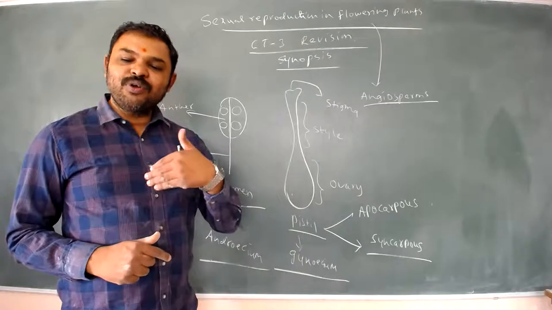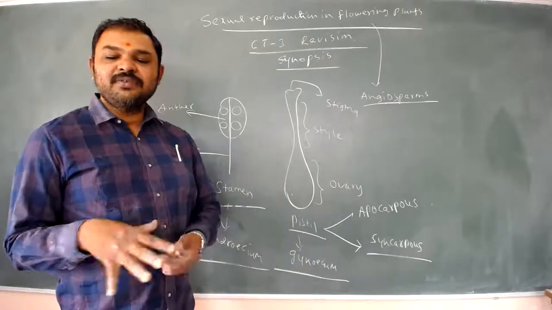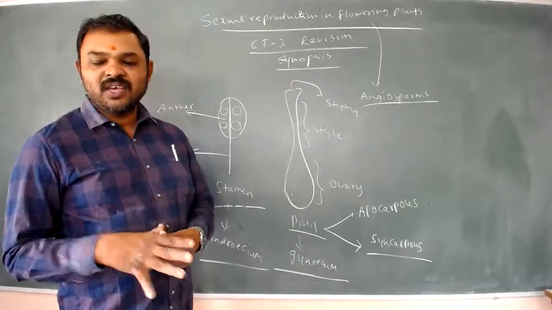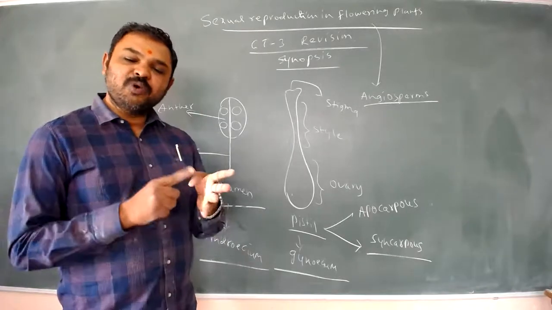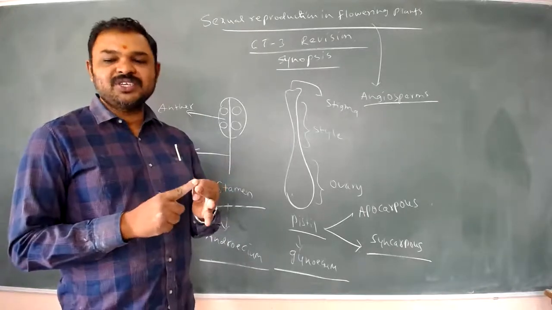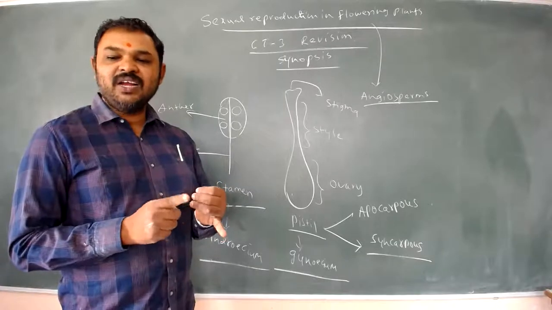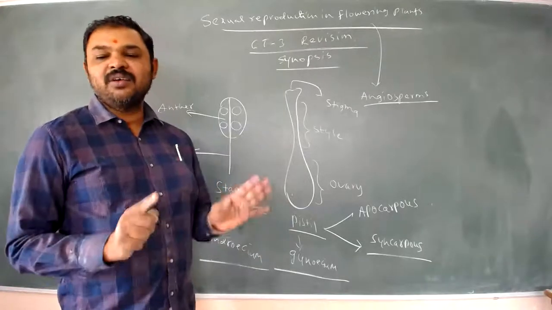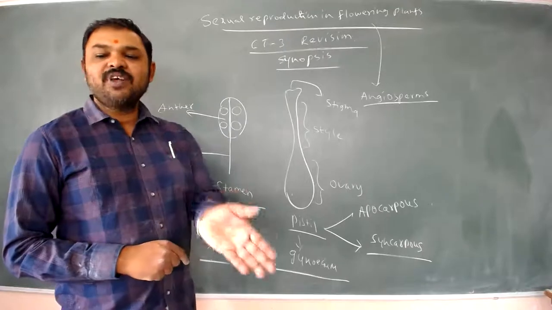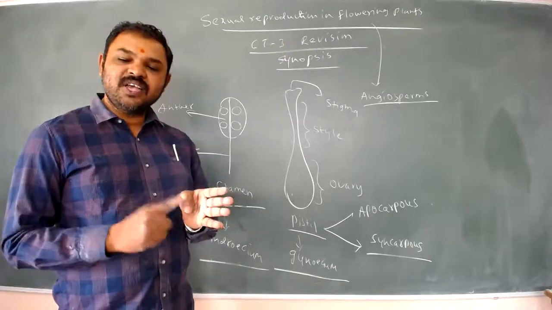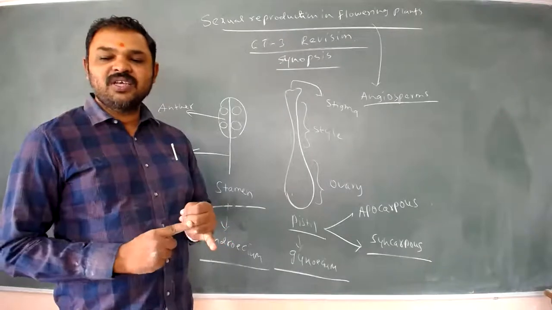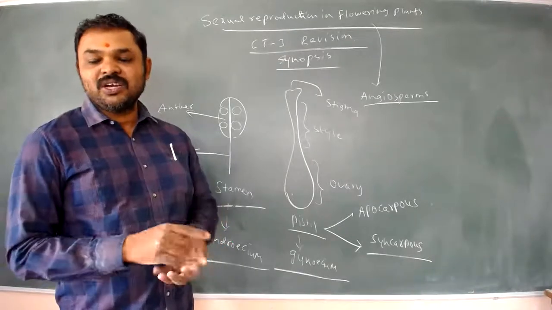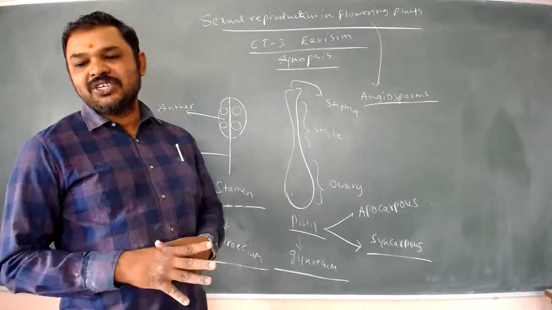Pre-fertilization means the events happening before fertilization. What are the pre-fertilization events? Sporogenesis, gametogenesis, pollination, fertilization. Up to this, pre-fertilization events. After fertilization, what is that? Zygote formation, endosperm formation, embryo formation, seed formation, fruit formation come under post-fertilization events.